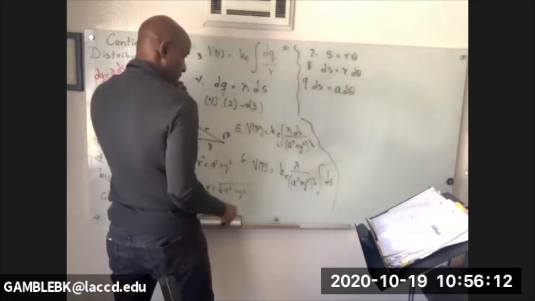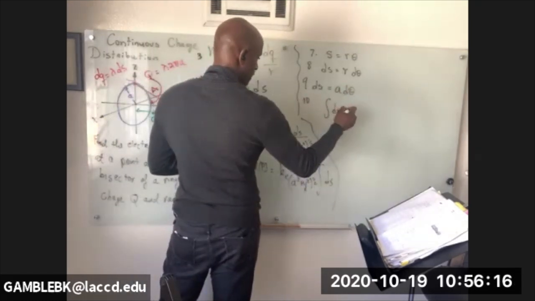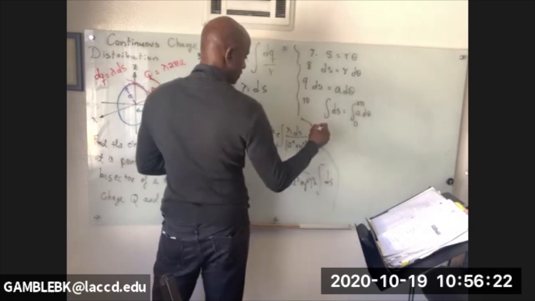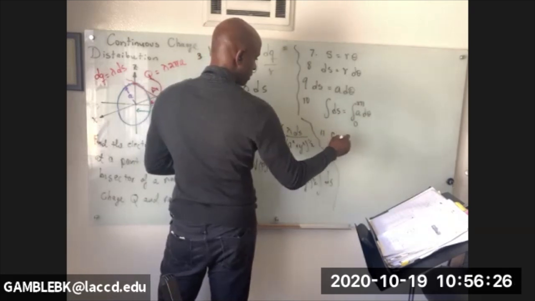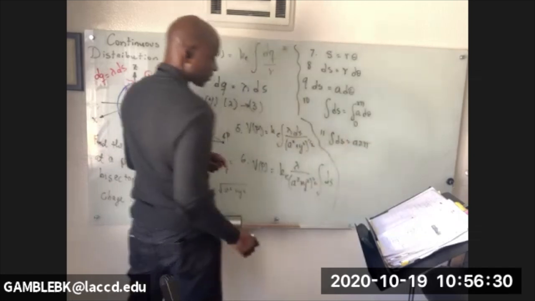So if you put that in, you just do the integral right here, then plug it in. The integral of ds is equal to the integral of a d theta, where theta goes from 0 to 2 pi. A is a constant, so the integral of ds is equal to a times 2 pi, or 2 pi a.